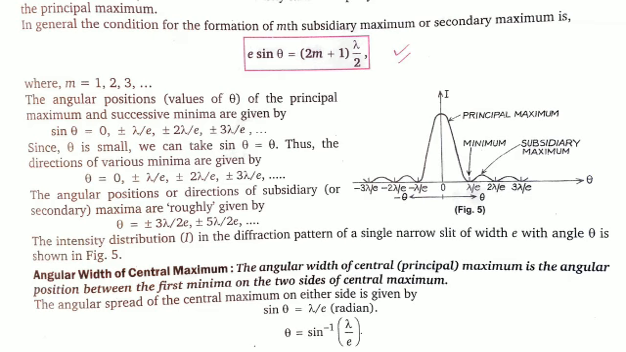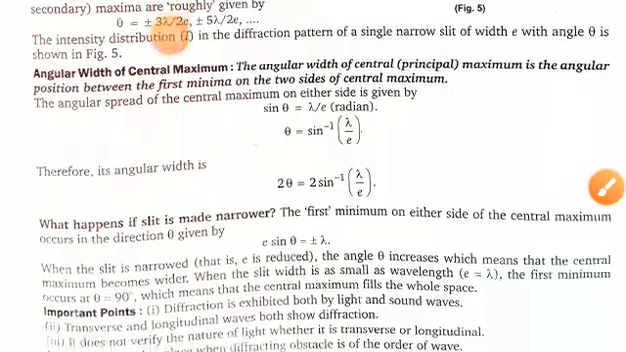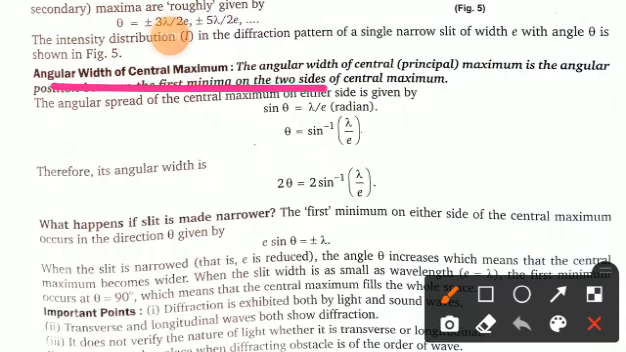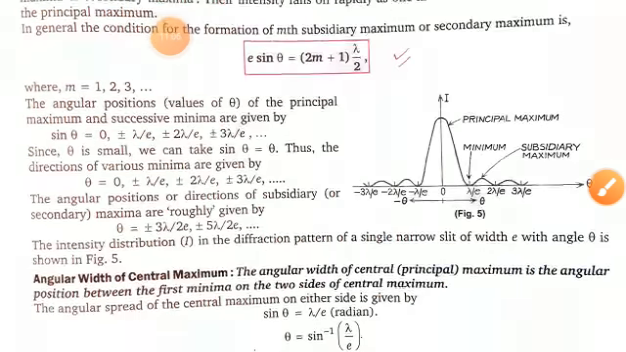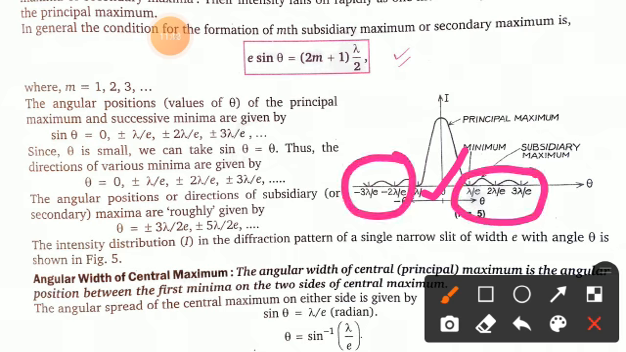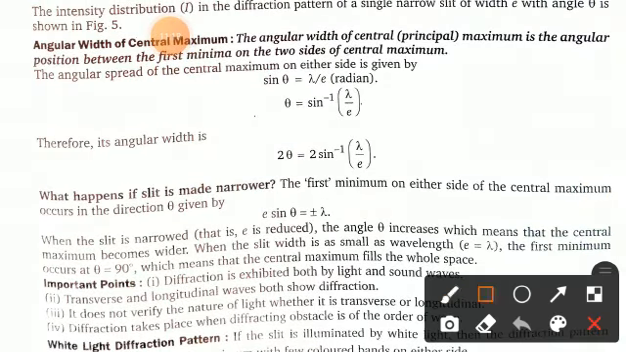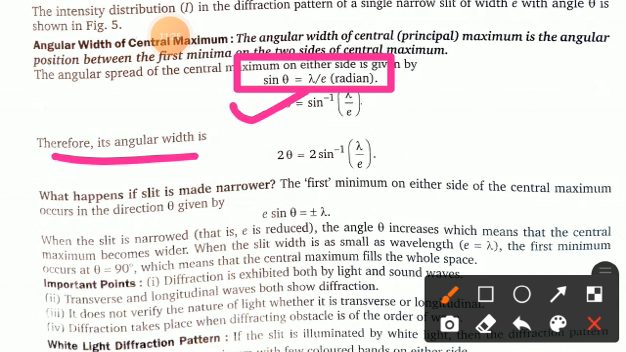Now the angular width of the central or principal maximum is the angular separation between the first minima on the two sides of the central maximum. Clear? You can see from the figure, this is the principal or central maximum, and on either side are the minima and subsidiary maxima. Now from the formula sin theta equals lambda by e, you find theta equals sin inverse lambda by e. So its angular width is 2 theta, equal to 2 sin inverse lambda by e.